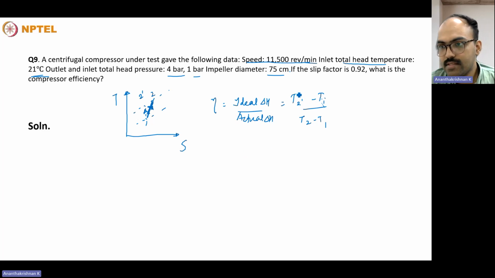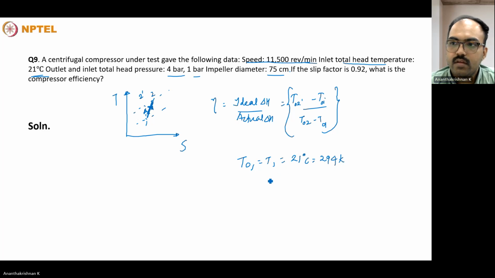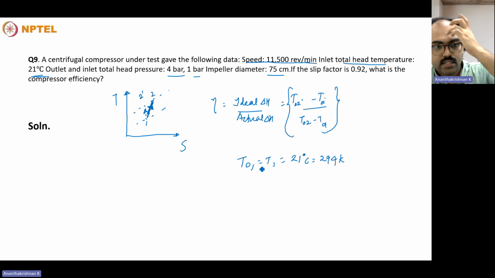So basically this is not the static temperature. You have to take into account the total inlet head temperatures. So that's why I had initially written it as T03. You have to take into account the inlet total head temperature, so that will give T01. At the inlet, it will be the same. T01 will be the same as T1, equal to 294 Kelvin. But then we have to determine the temperatures T02 as well as T02 dash.